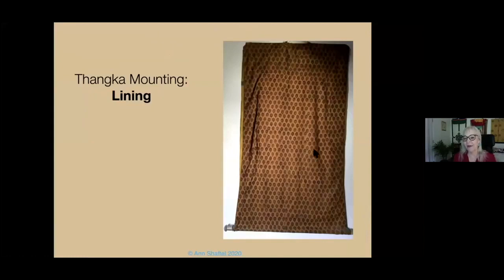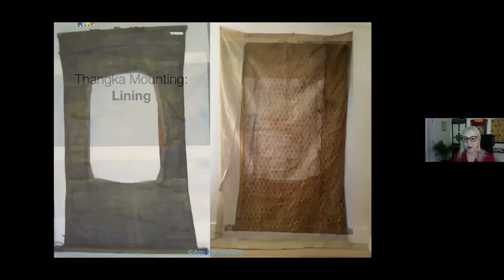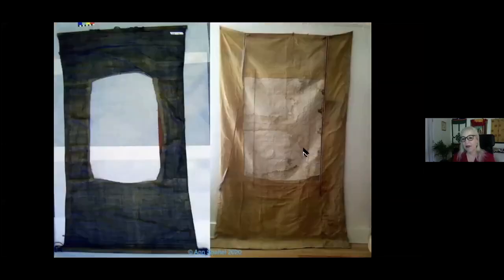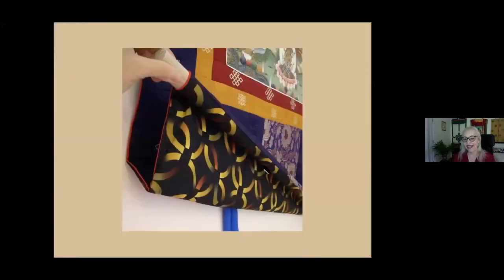Let's look at the lining on the back. Often they were chintz. And I know people are doing research about chintz. The lining on the back is something you don't see. It looks baggy because it was made to be slightly baggy, so when it rolls, it does not cause the thangka to constrict. They're made of silk, of cotton, and again, chintz.